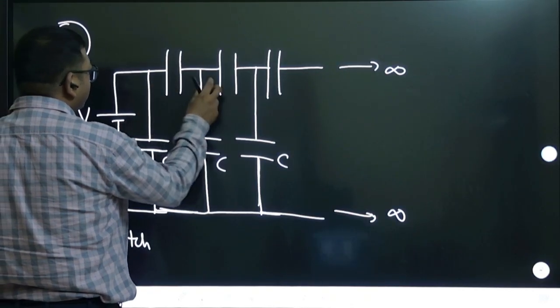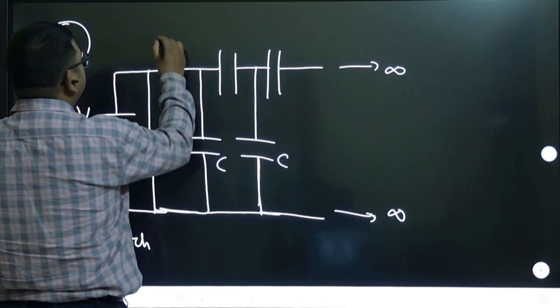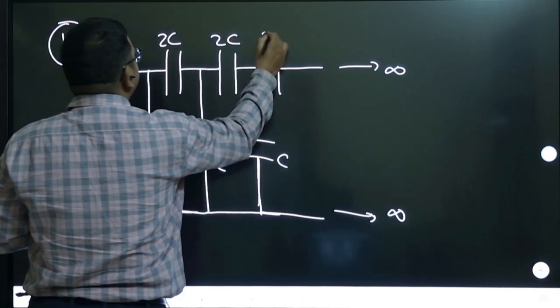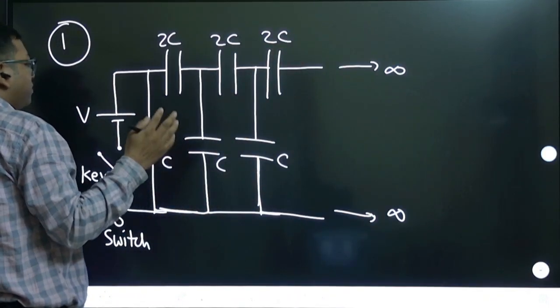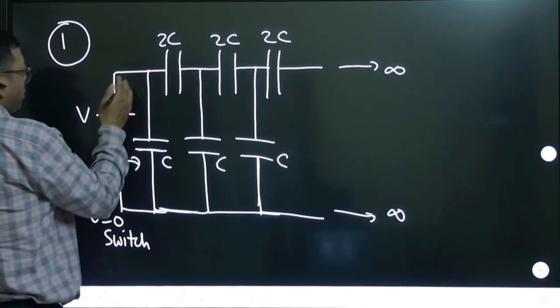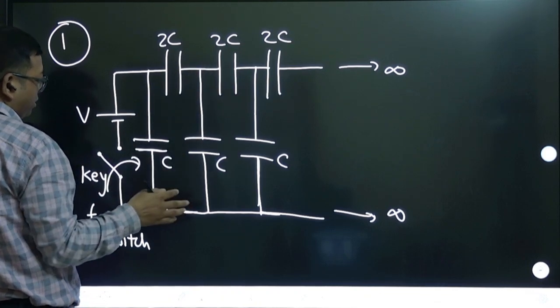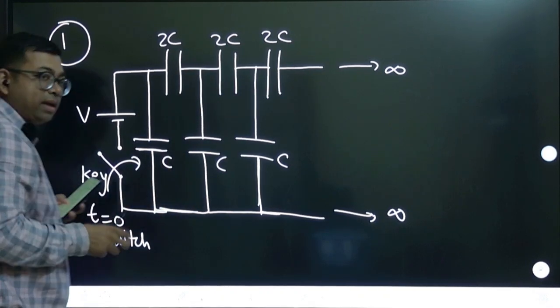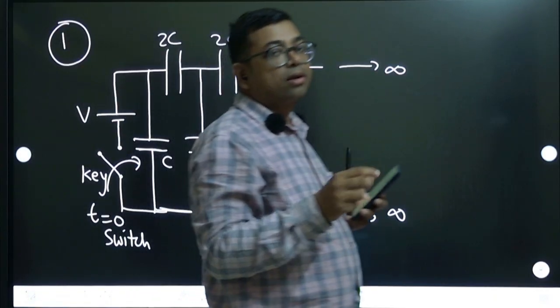And then all these are having 2C, 2C, 2C, 2C, right? This is going infinite, so it's like an infinite network. This is a question of calculating C equivalent.